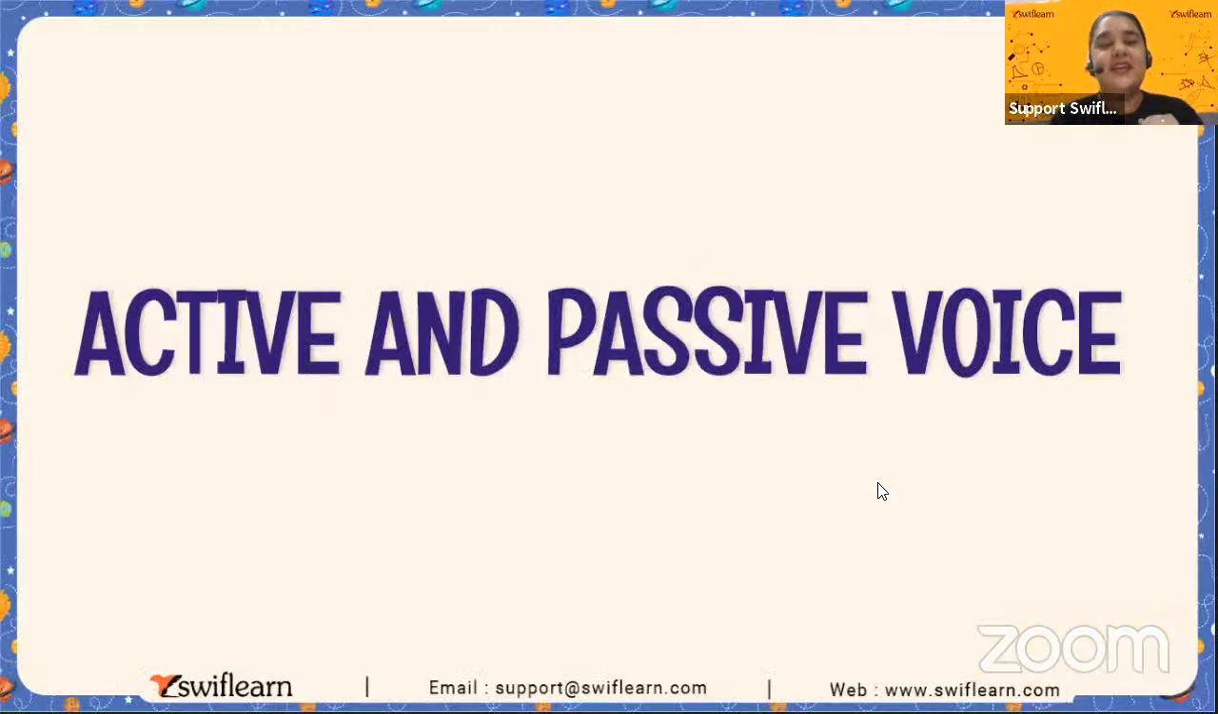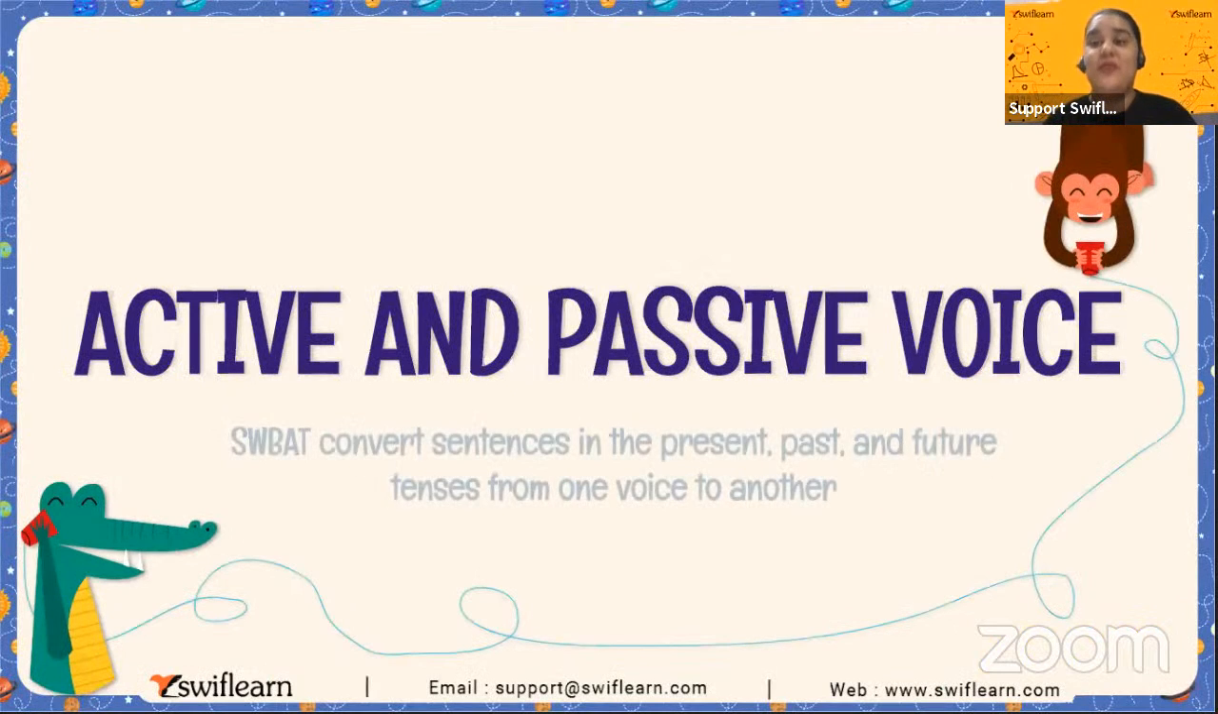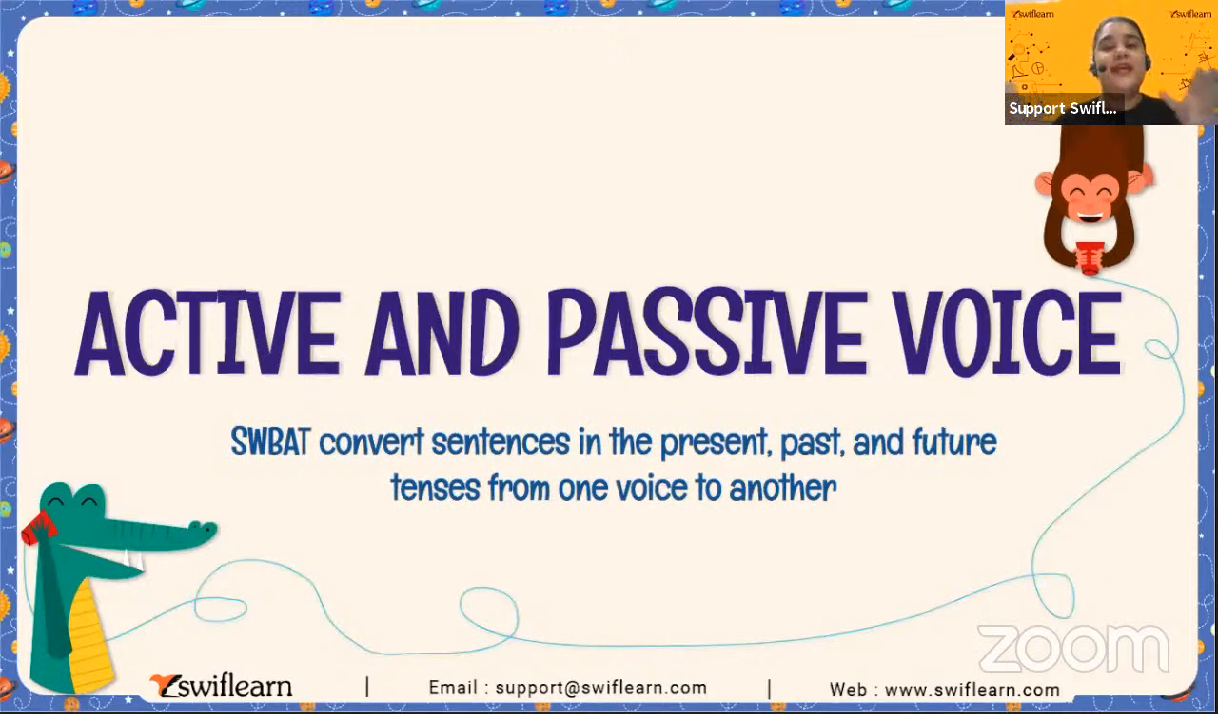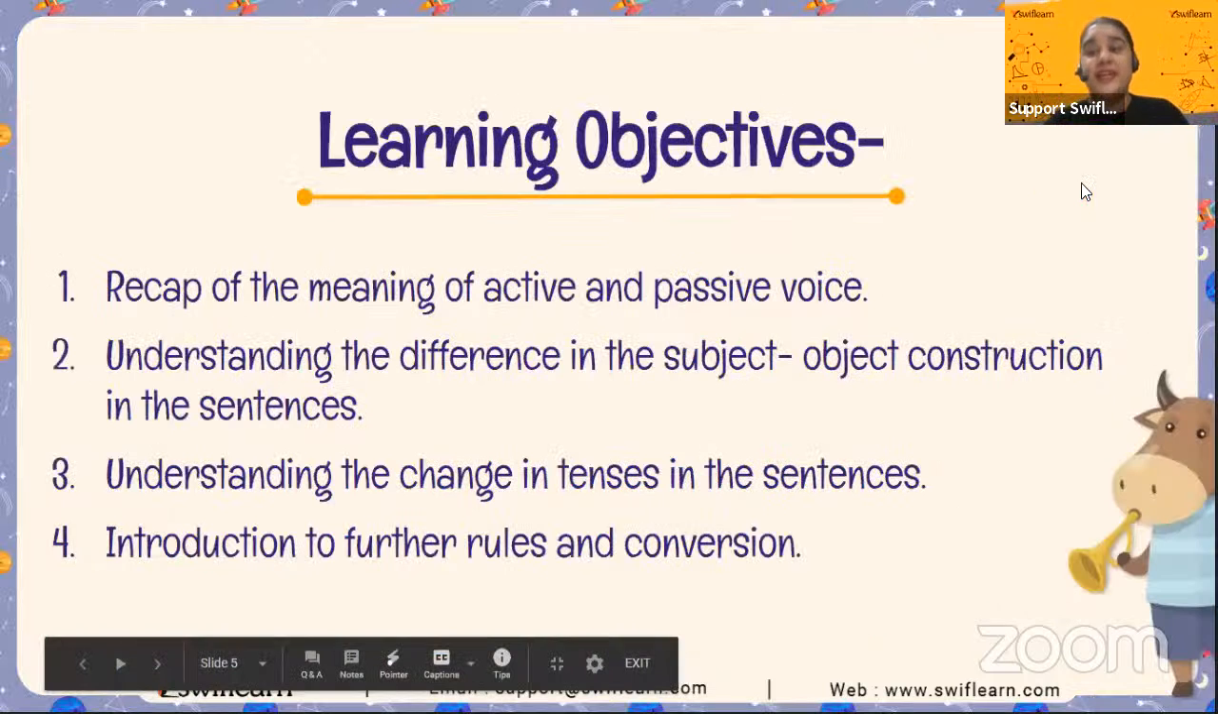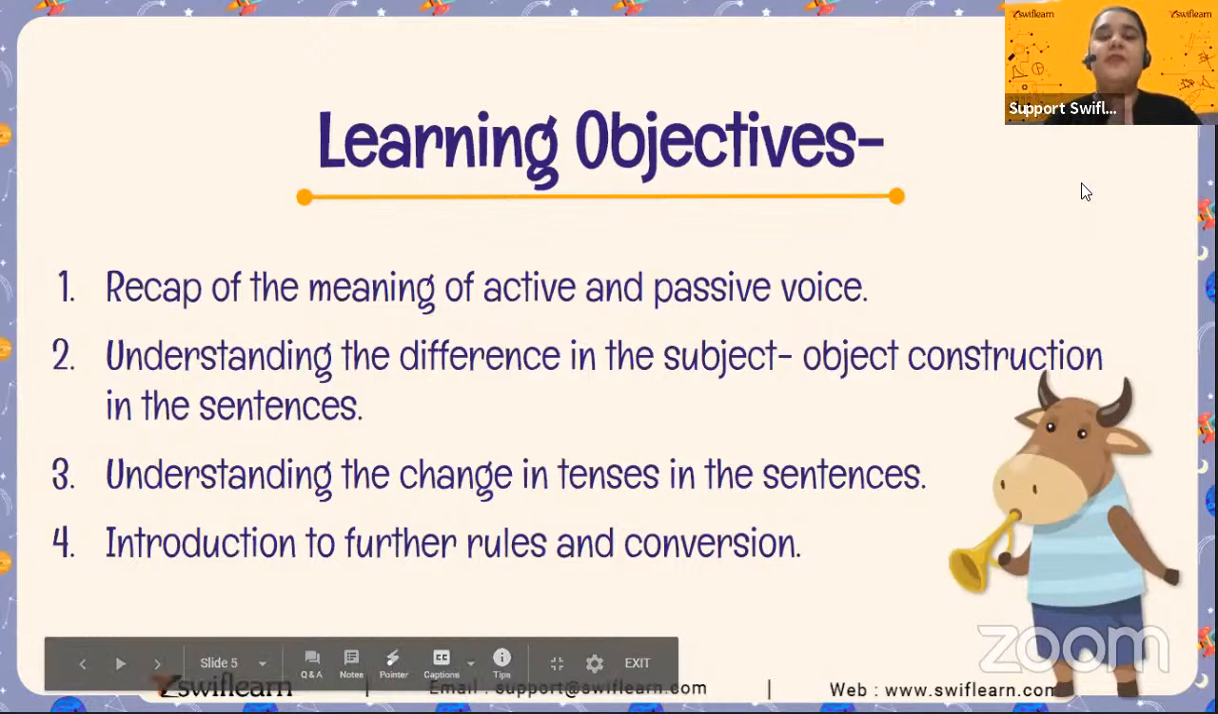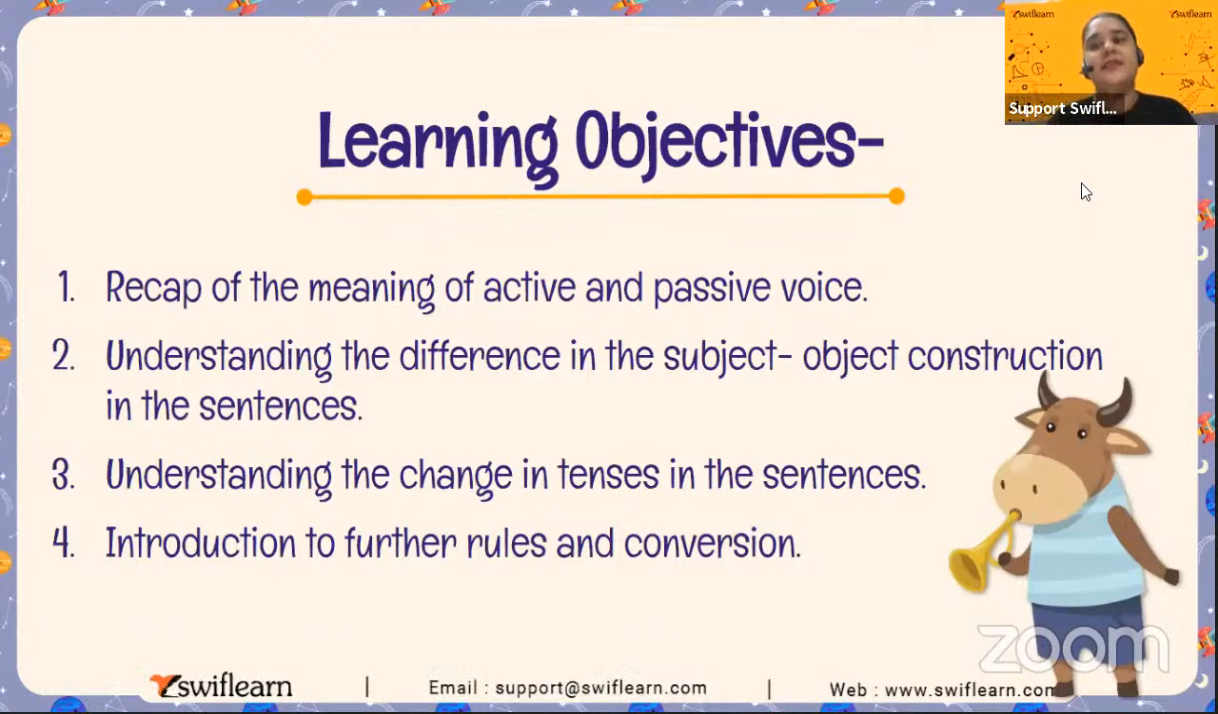Okay, so let's start with active and passive voice. Here, students will be able to convert sentences in the present, past, and future tenses from one voice to another. The learning objectives for today's session are: recap of the meaning of active and passive voice; understanding the difference in subject-object construction in sentences; understanding the change in tenses in the sentence; and introduction to further rules and conversions.